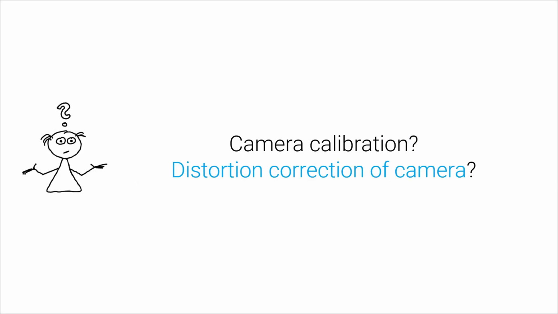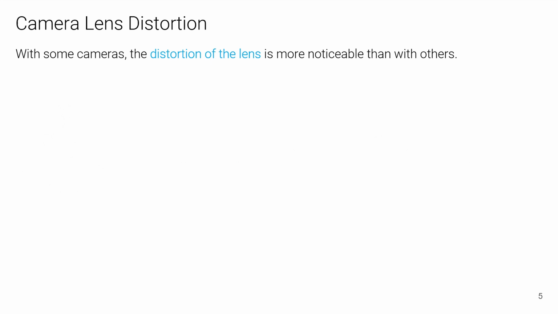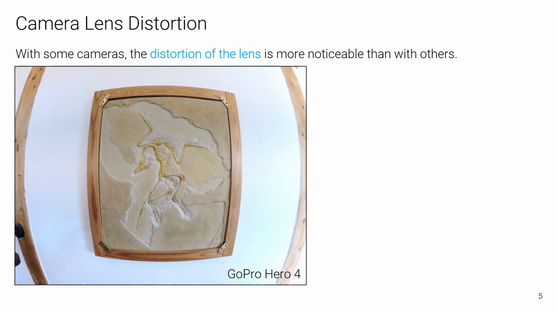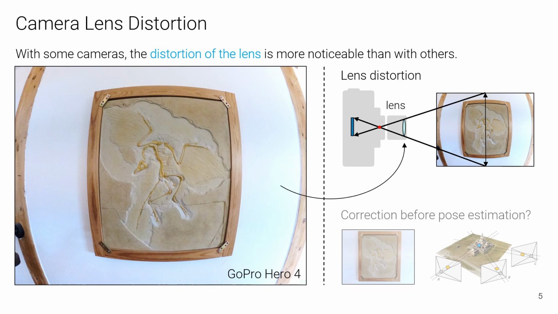But what does this camera calibration actually mean, or more precisely, why do I have to deal with the distortion correction of camera lenses when I do photogrammetry or videogrammetry? With some cameras, the distortion of the lens is more noticeable than with others. The GoPro Hero with the fish-eye lens is such an example, where you can often see such a typical distortion of the image when taking pictures. We therefore note that the visible distortion in the image is due to the curvature of the lens. The question now is whether or not we should rectify our photographs before the 3D reconstruction process.